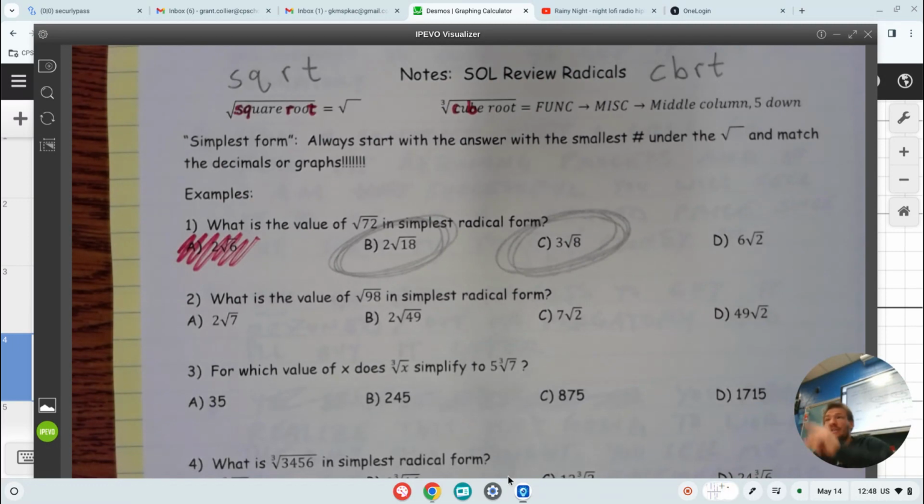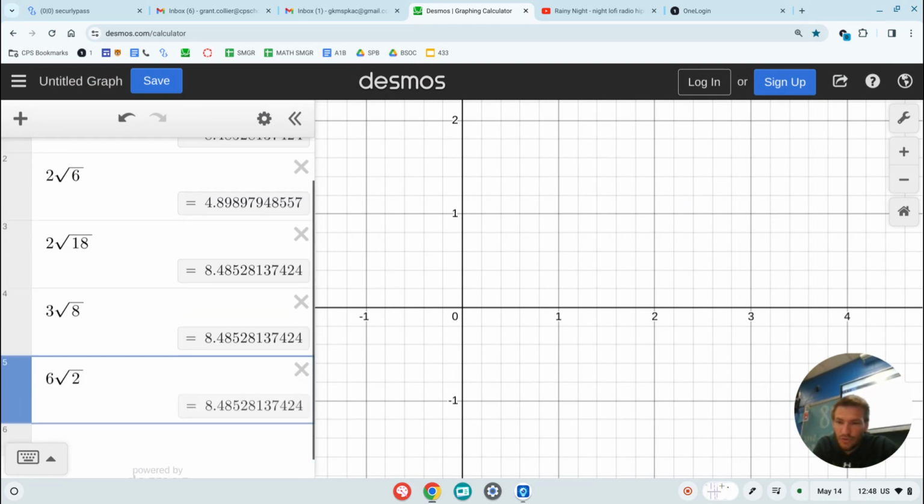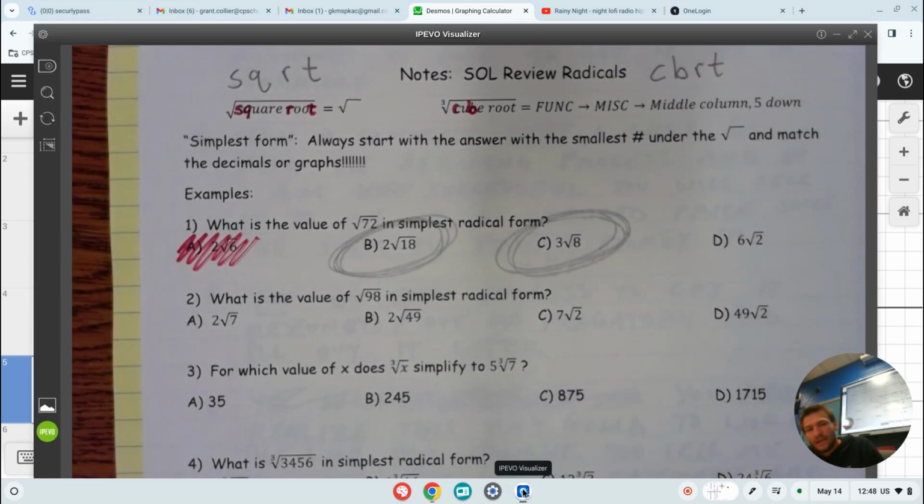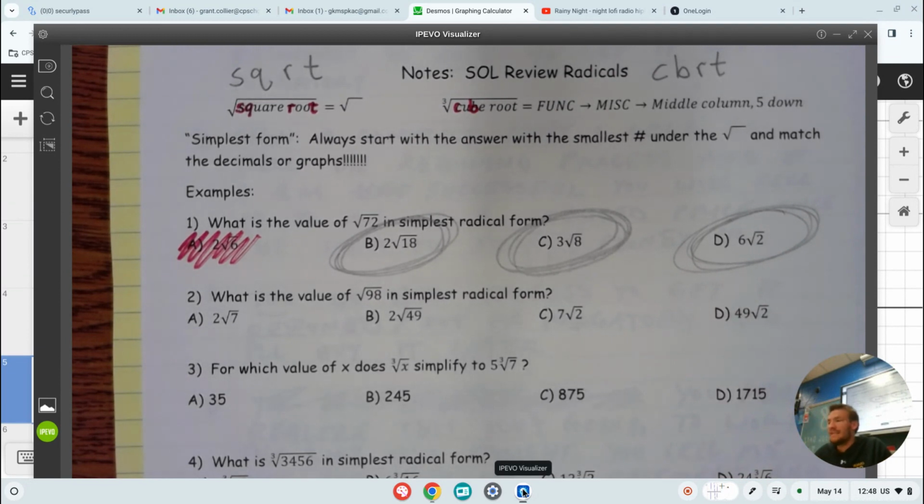I heard Marco say, what about D? You know what? I mean, surely. Let's try D out real quick. 6 SQRT 2. Oh my God. D also is valid, it looks good. It gives me the same decimal.